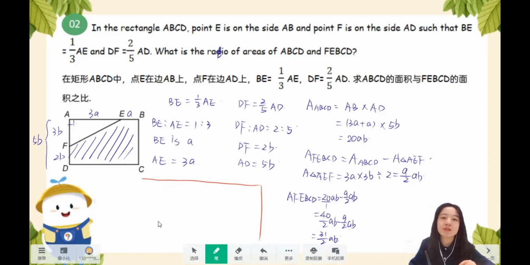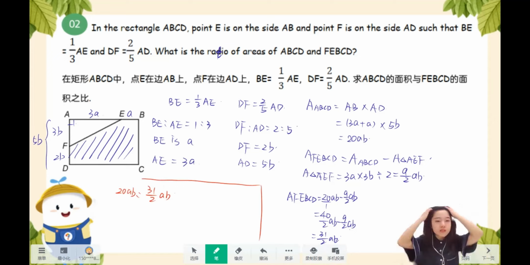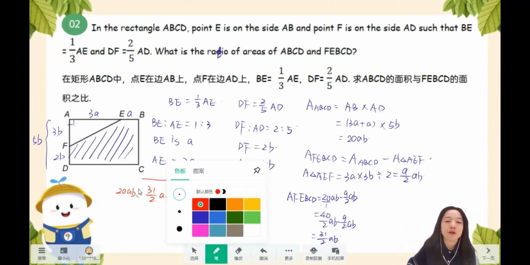To solve the ratio of ABCD and FEBCD, we just need to use 20AB to 31 over 2 AB. Because both parts have AB, we can cancel the same parts. Then it will become 20 to 31 over 2.